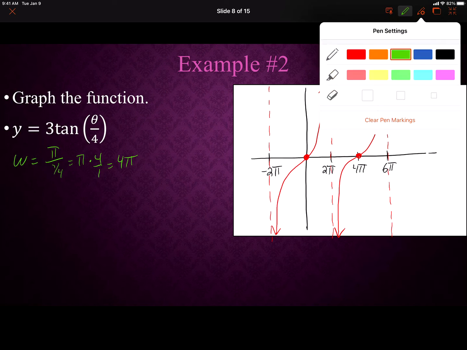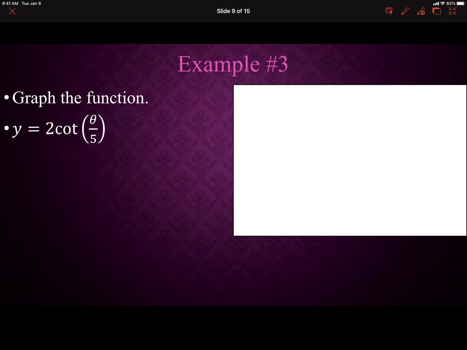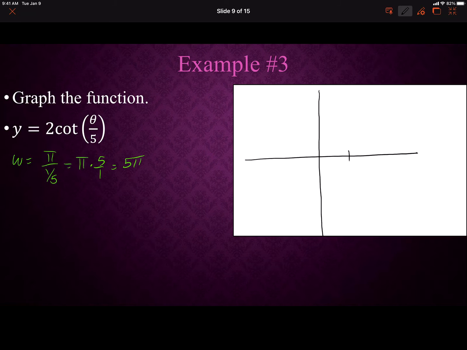Cotangent, very similar process there. We're just going to recognize that we have 2 cotangent of theta over 5. So our period is still pi divided by b, so 1/5. Pi times 5 over 1, 5 pi. Now for this one, it's a little bit more symmetric there. We're going to find that there are going to be 2 points on the positive side and then 2 points on the negative side. So the 2 points on the positive side would be the half period, 5 pi over 2, and the full period, 5 pi. And as always with the negative axis side, it's always reflective, so this would be a negative 5 pi over 2 and a negative 5 pi.